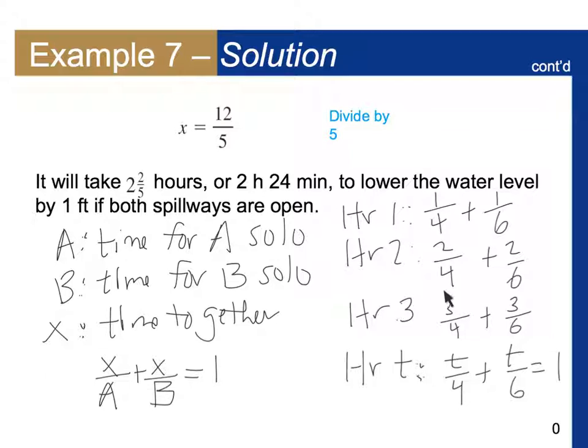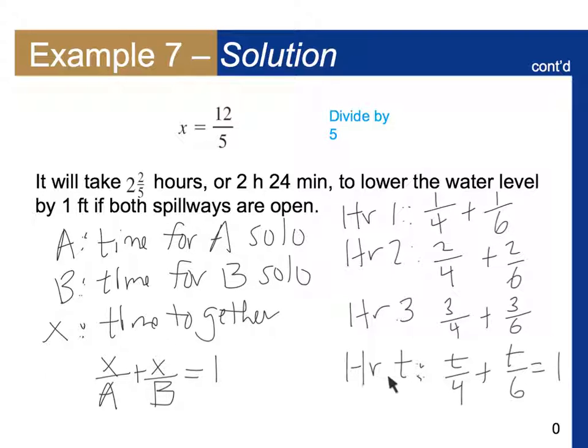After 2 hours, spillway A does 2/4, and spillway B does 2/6, and we add those up together. Okay, and then after hour 3, spillway A has done 3/4 of that job, and spillway B has done 3/6 of that job. Now we're going to keep adding these fractions using our time until we get to 1.